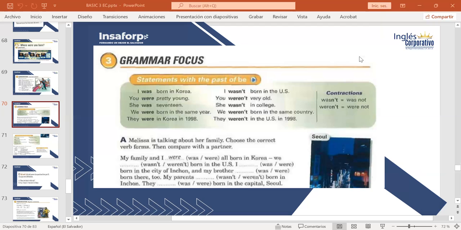in the contraction for negative, we have wasn't, that is equal to was not. And weren't, that is equal to were not. Generally, we are going to use the contractions to speak in English, okay? And everything is going to be like that in English, always using contractions. Yes, Henry. What did you say the symbol? Equal. You're asking for the wasn't equal was not. Yes, okay. The symbol. Equal. Okay. Thank you, teacher.